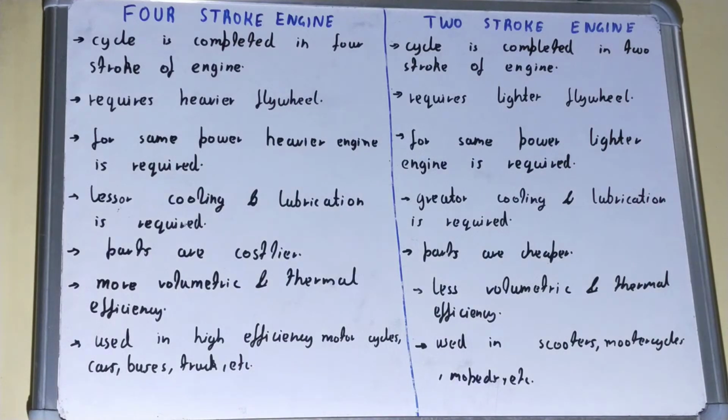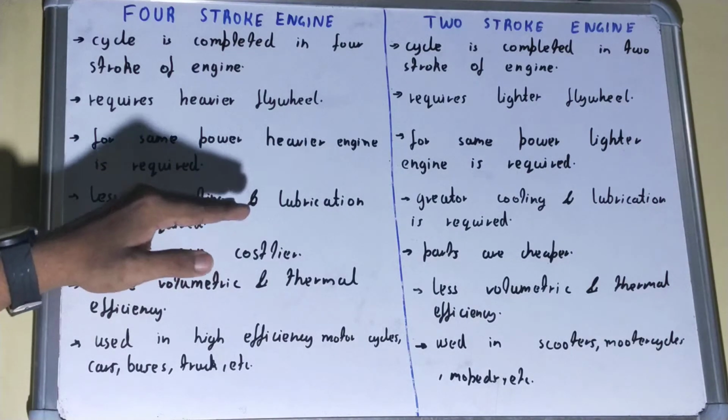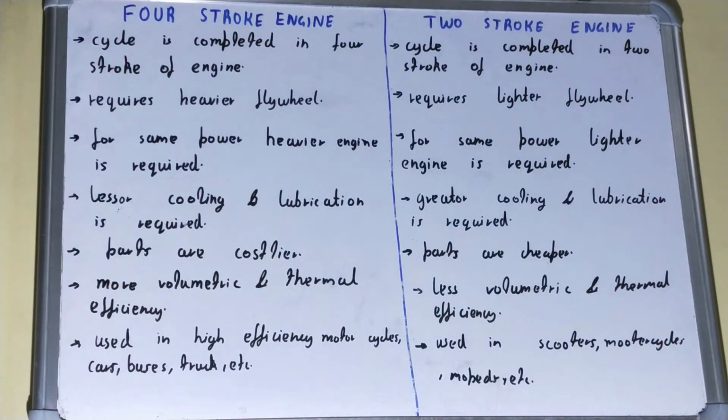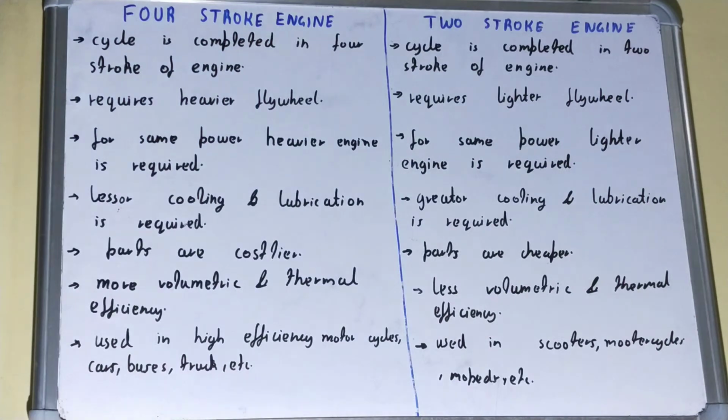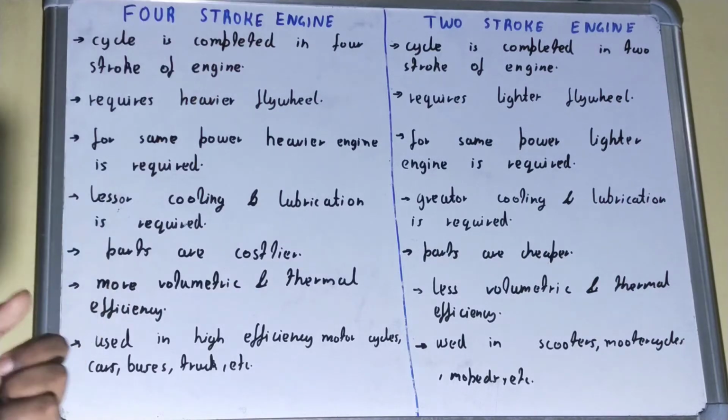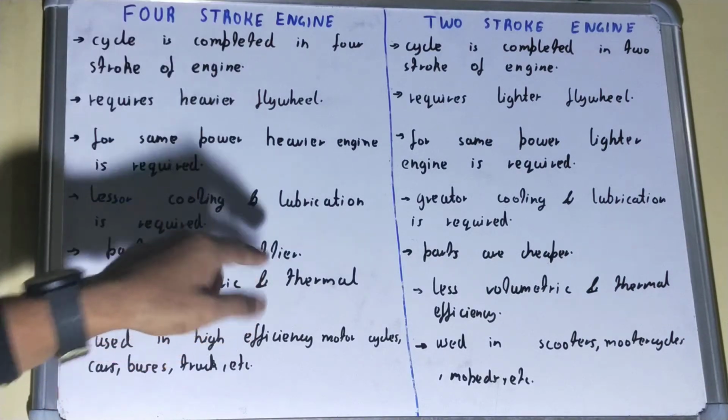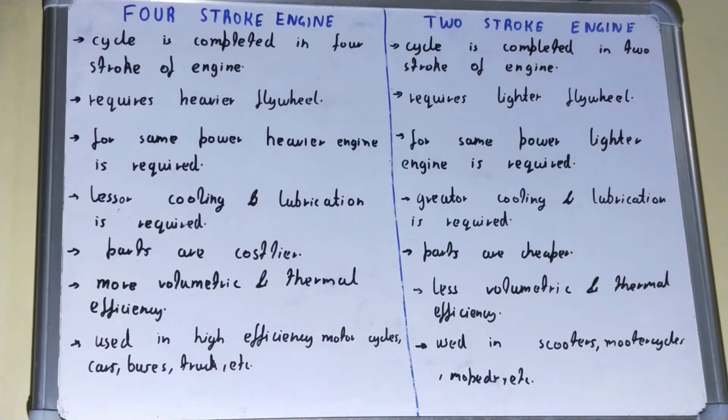Next thing, if we talk about the 4-stroke engine, then lesser cooling and lubrication is required. So the cooling and lubrication that is required is less. But if we talk about the 2-stroke engine, then greater cooling and lubrication is required. Next thing, if we talk about the cost of parts, then the cost of parts in your 4-stroke engine is costlier, whereas if we talk about the 2-stroke engine, then the parts are cheaper.